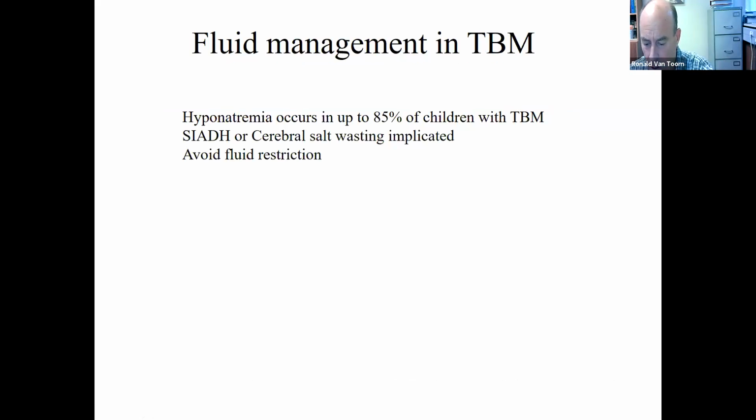Right, and then lastly, fluid management in TB meningitis. About 85% of patients with TB meningitis will have hyponatremia. Most often, this is related to cerebral salt wasting. The key message is for you not to restrict fluid. Restriction of fluid should not be done in any child with meningitis. It's actually harmful. It may exacerbate cerebral ischemia by compromising brain perfusion. It may also precipitate, especially in TB meningitis, cerebral venous thrombosis.